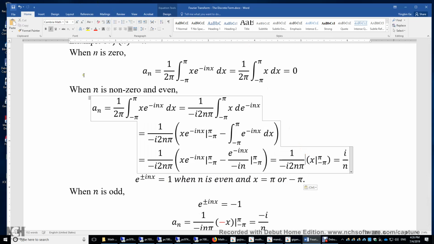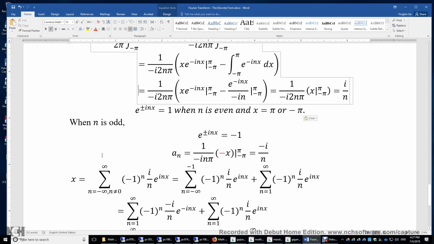All right, so we have this. This part is always 1, regardless of the value of x, regardless of the sign of x. So if x equals pi or x equals negative pi, this part equals 1 anyway. Therefore, we're just evaluating this x times 1 from negative pi to pi. The result is 2 pi. And then 2 pi times this part, we get i over n here. Because 1 over negative i is i, and then 2 pi over 2 pi cancel.